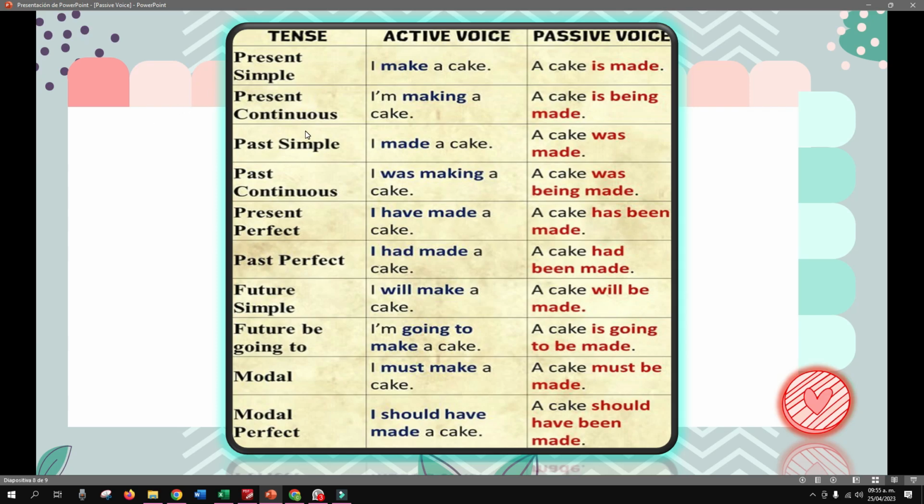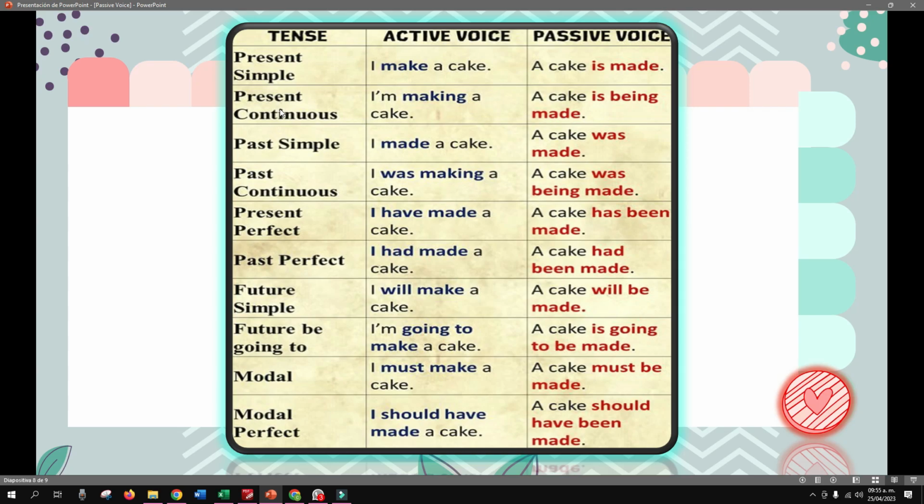If you have present continuous, also you can do this. I'm making a cake. A cake is being made. So you can take this one. A cake is being. You're going to use this structure and also the past participle then of the main verb.